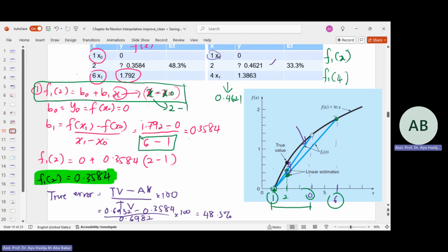For F1,2, B0 is equal to 0. B0 is 0 because B0 is equal to Y0, because you have the same data point, 1. B0 also equals to ln 1. Yes, ln 1.